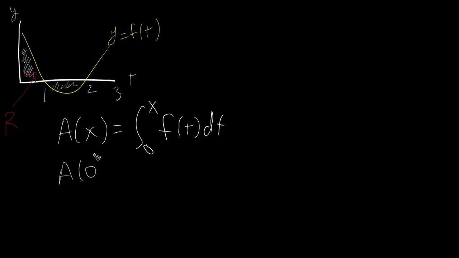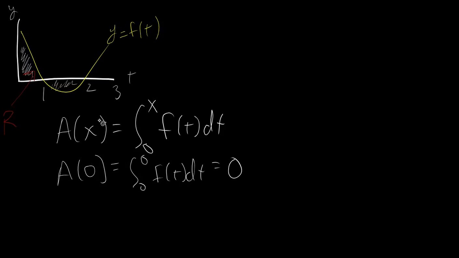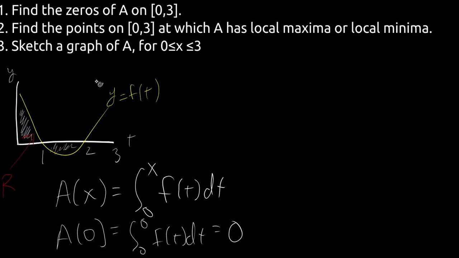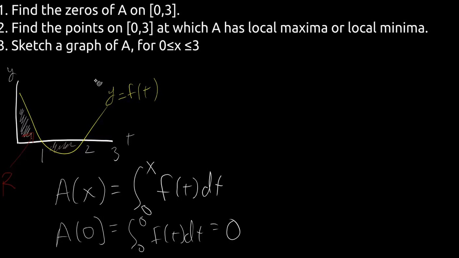First and obvious fact is that if we plug in 0, well, we're integrating from 0 to 0, so of course it's going to give us 0 as the value. And we want to know some other things about the area function. Here are 3 instructions. First, find the zeros. We found one of them. Can we find any others? And can we find local max and min? And finally, can we sketch the graph of A?